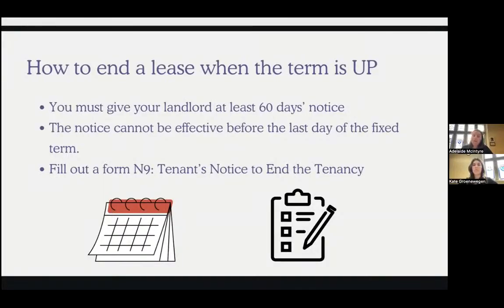And so to end your lease when the fixed term is up, you must give your landlord at least 60 days notice. So, for example, if you have signed a 1 year lease that begins on September 1st and you want to move out once that year is up, you will need to tell your landlord 60 days prior to September 1st. So that is at least by July 3rd. And to give notice, you need to fill out a N9 tenants notice to end the tenancy, and give that to your landlord within the time frame.